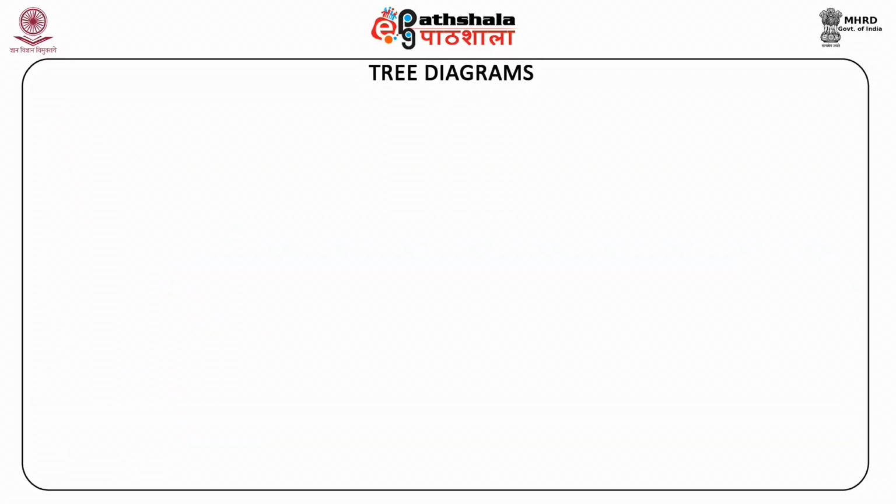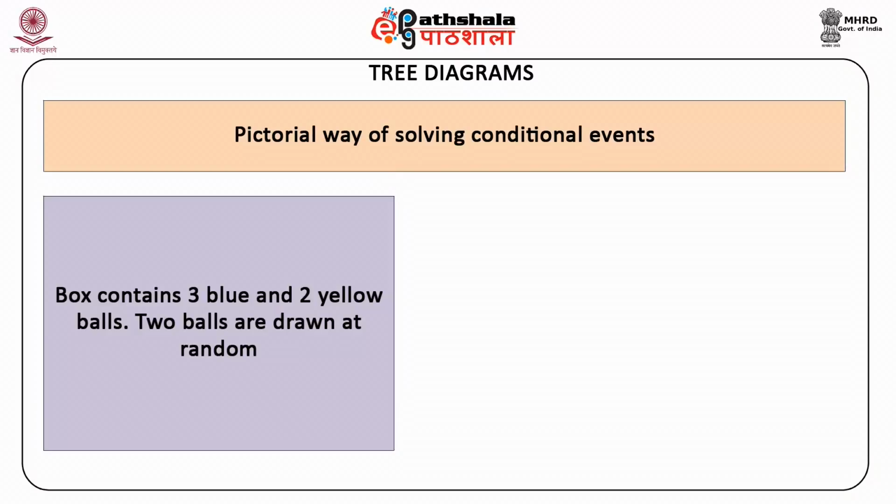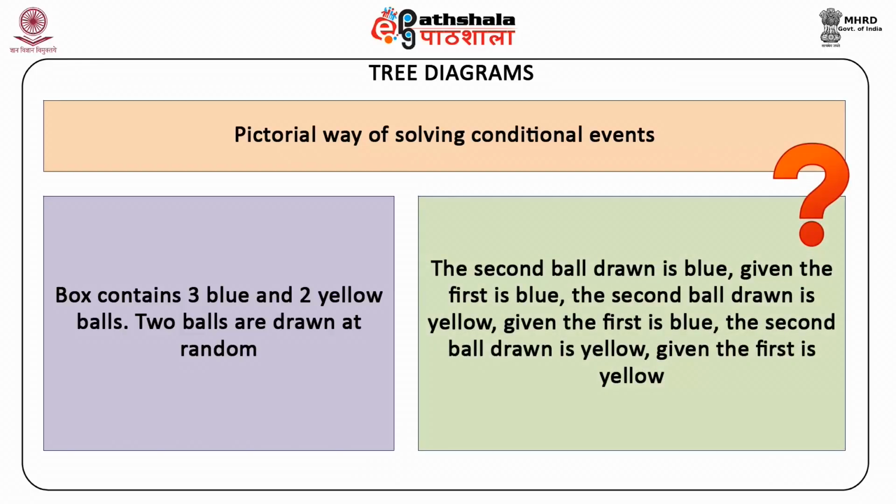Moving on to understand the meaning of tree diagrams. Tree diagrams are a pictorial way of solving conditional events. The following illustration will explain this method. A box contains 3 blue and 2 yellow balls. 2 balls are drawn at random. Through a tree diagram, find the probability that the second ball drawn is blue given the first ball is blue.